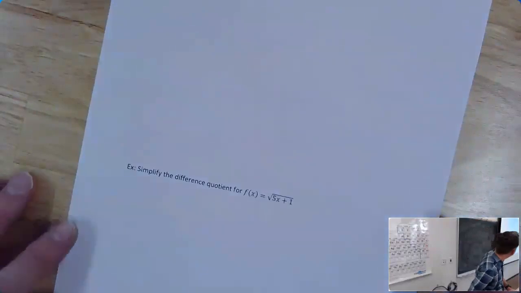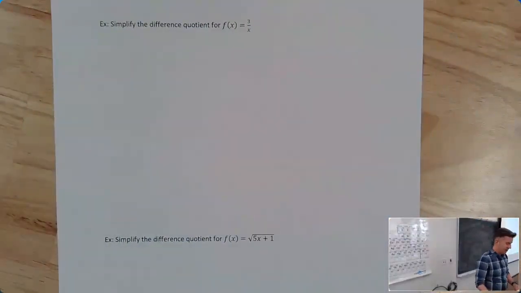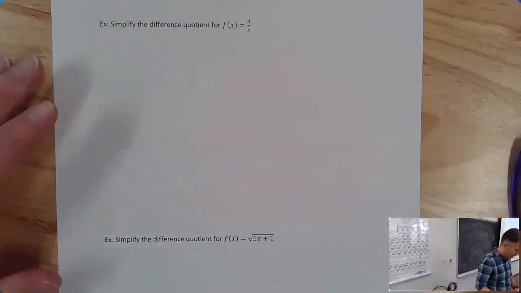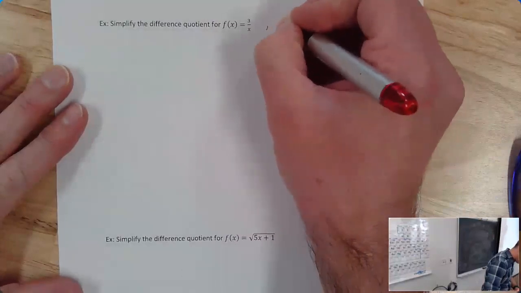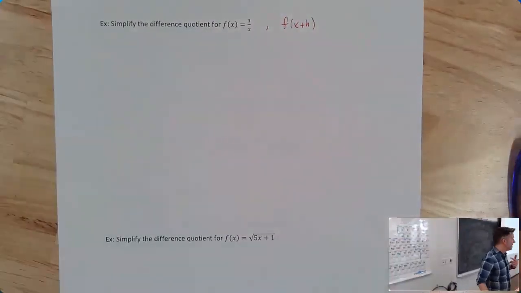So they get a little bit worse. We probably don't have time for both of these, but we'll certainly do the first one. So I want to simplify the difference quotient for f of x equal to 3 over x. And I think it's a good plan to write down what f of x plus h is. So be careful. When you write down f of x plus h, you're not just adding on an h at the end. You're adding an h to where x is.